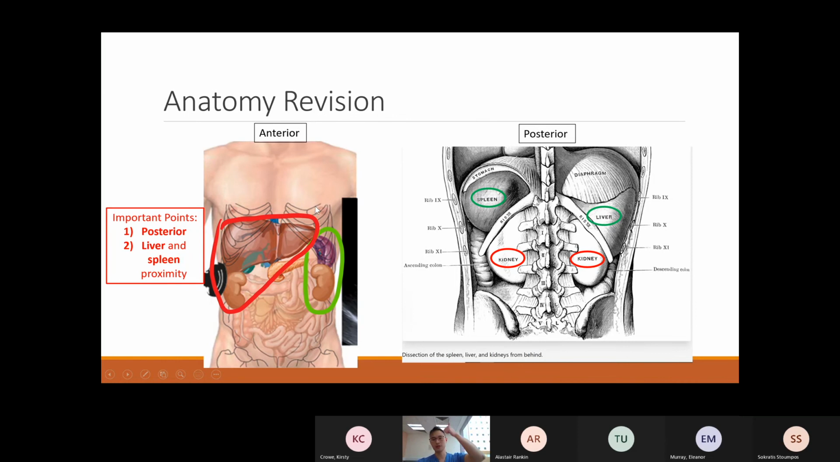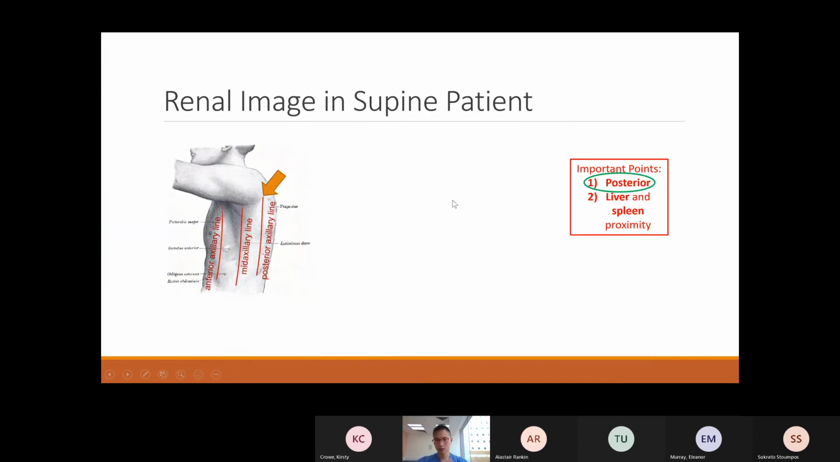One is that the kidney is very posterior. Second, it's very close to the liver and the spleen. What that means is that when we go on to scan our patient, we must be aiming for as posterior as we can get.